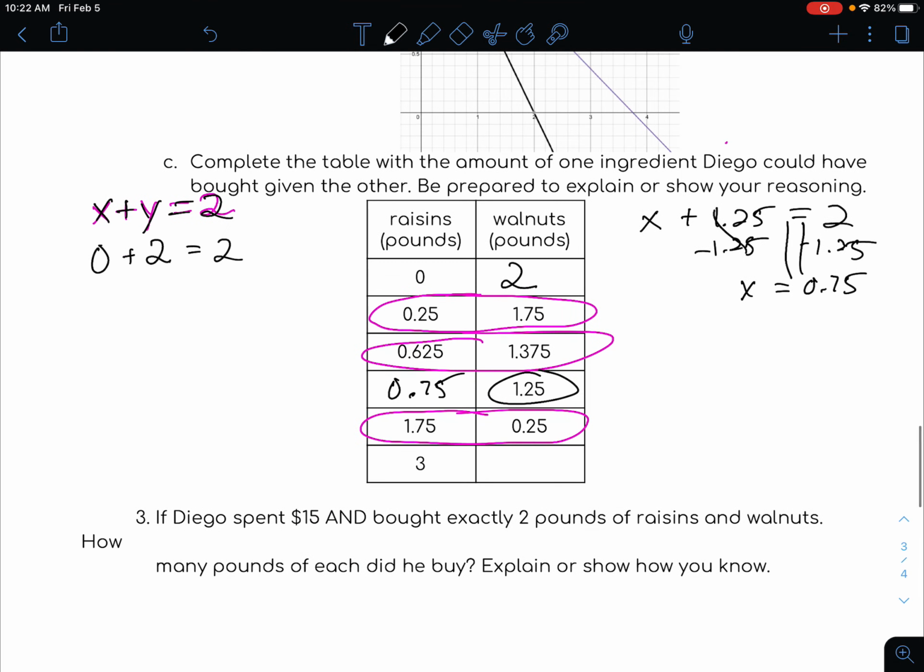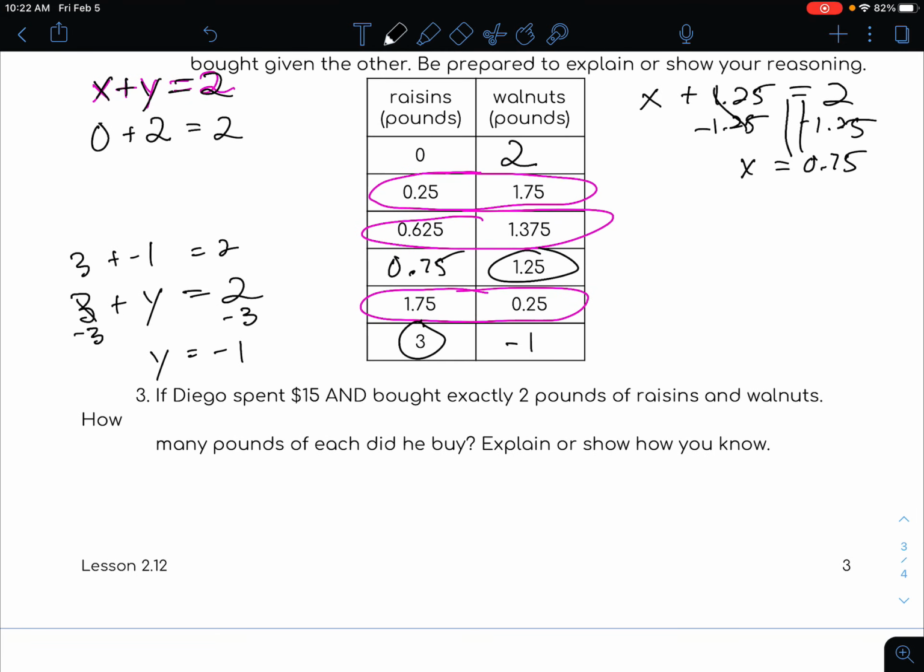What about the one down here? If we have 3 pounds of raisins, 3 plus y equals 2. Oh, wait a second here. How could 3 plus y equal 2? Well, if we are thinking about that, that really means that y would have to be -1. 3 plus -1 would be equal to 2, which on our table is a combination that works.